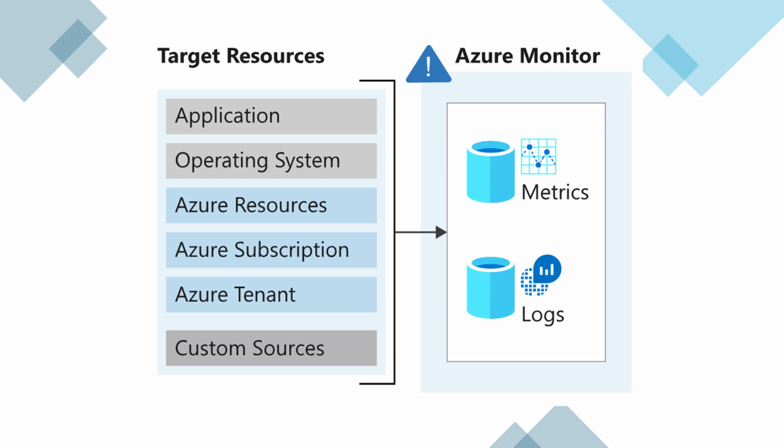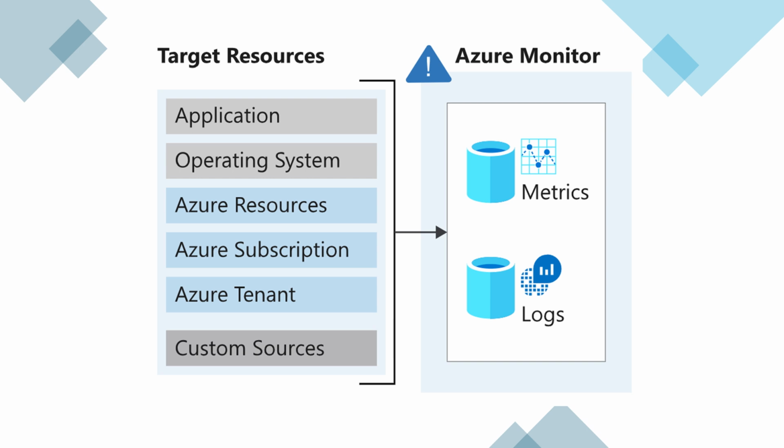When it comes to operating system, Azure Monitor can collect performance counters, event logs, and custom log files from Windows or Linux VMs using the Log Analytics agent. Azure resources are your virtual machines, storage accounts, databases, and web apps. They generate both metrics and platform logs. Azure subscription level logs include service health, resource changes, role assignments, and policy changes. These are usually captured in activity logs.